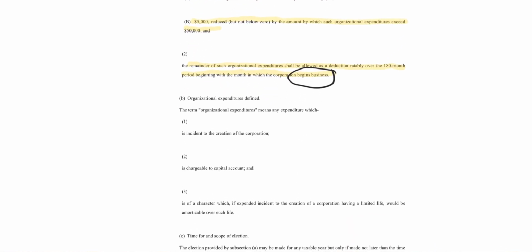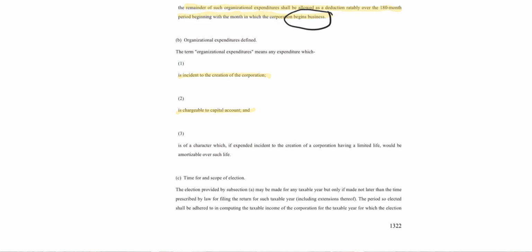Organizational expenditure is defined. The term organizational expenditures means any expenditure which is incident to the creation of a corporation. So it's required to start the corporation, is chargeable to capital account, and is of a character which, if expended incident to the creation of a corporation having limited life, will be amortizable over such life. So you need all three of these. We have an "and" in the language, so all three of these things. The real key here is the incident.